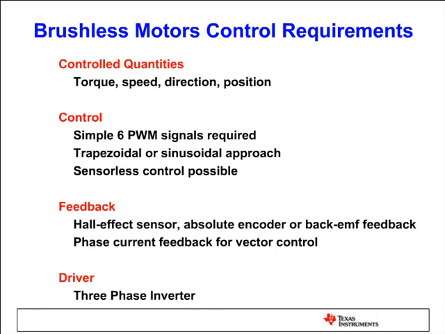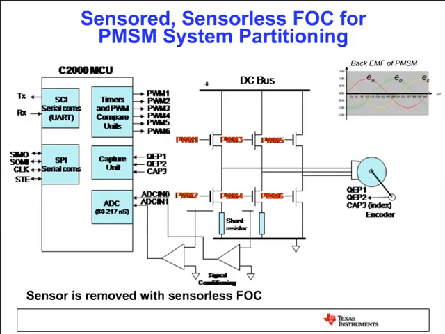And here we have a block diagram of the PMSM motor control. As you see, we have a three-phase inverter, 6 switches, PWM1, PWM2, 3, 4, 5, 6. Now, PWM1 and 2 are controlling phase A, 3 and 4 controlling phase B, and 5 and 6 controlling phase C.